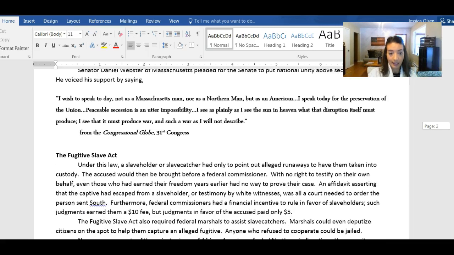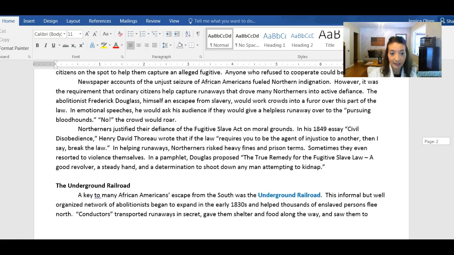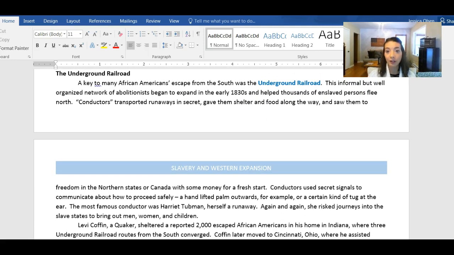Okay. This next part is a law, the Fugitive Slave Act, and this refers to Northerners having to participate in a law that they don't necessarily agree with. Okay. That leads us to the Underground Railroad. I'm hoping that many of you have had experience learning about the Underground Railroad, perhaps in elementary school or even through some movies and popular culture type of things.